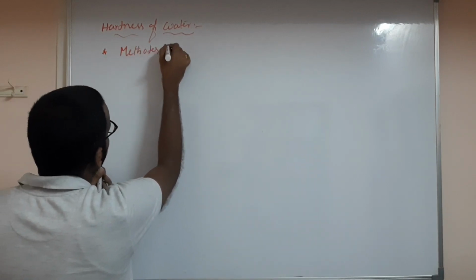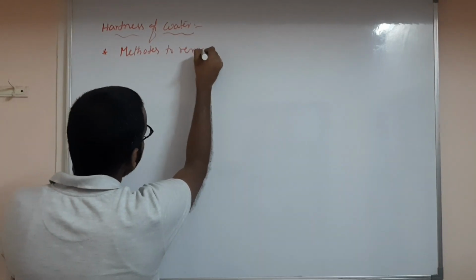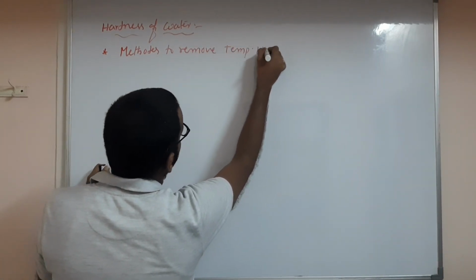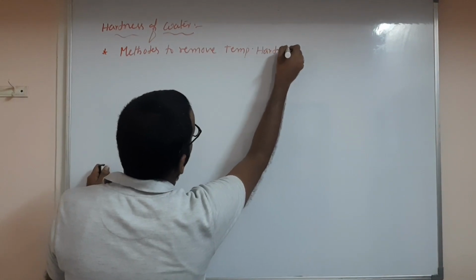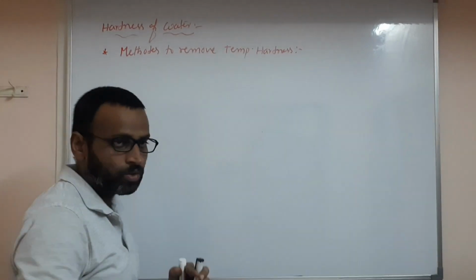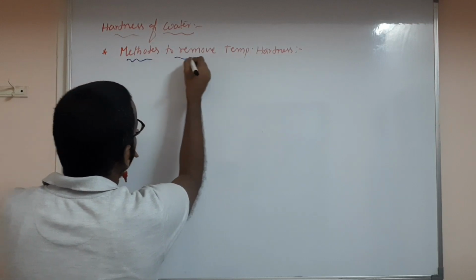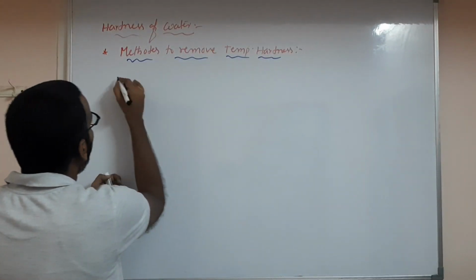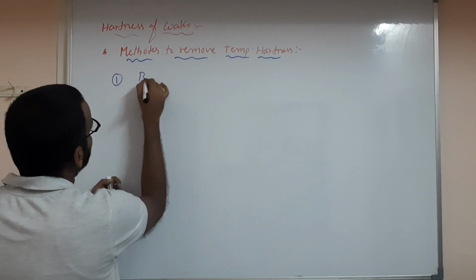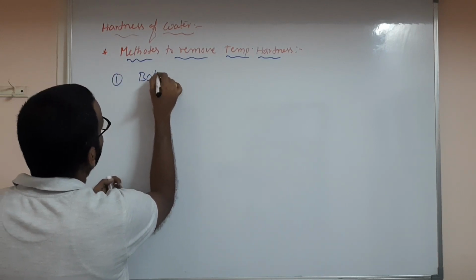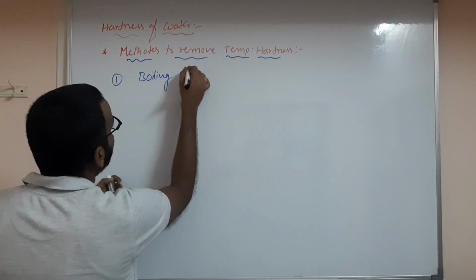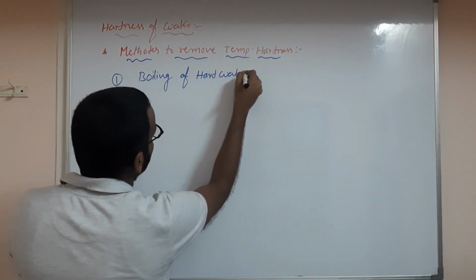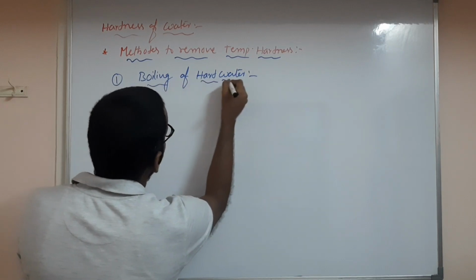Methods to remove temporary hardness. As I told you, we can easily remove temporary hardness. The first process is a simple boiling process. Boiling of hard water is one of the simple ways.